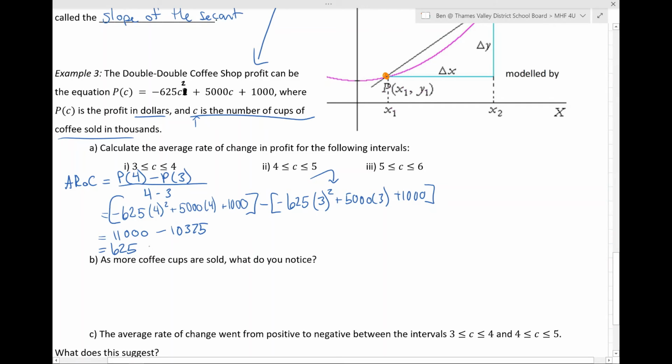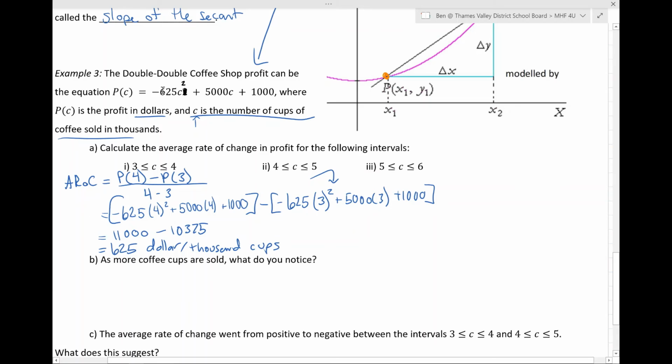So 625,000 cups per dollar. And that should be the other way around here. I'll leave that in because we all make mistakes. So it should be dollars, which makes sense. It's a price per. So dollars per 1,000 cups. And this is a positive number, so that means our profit is increasing as we go from 3,000 cups sold to 4,000 cups sold.